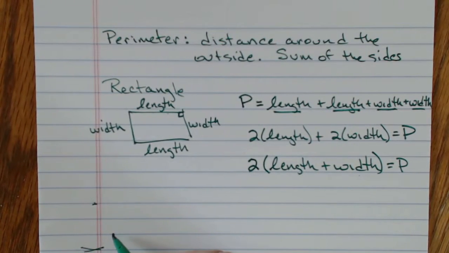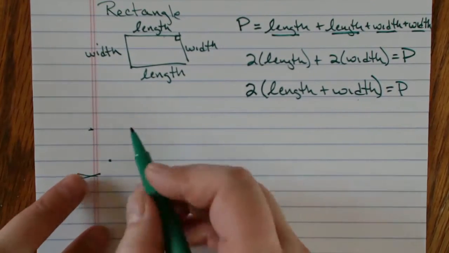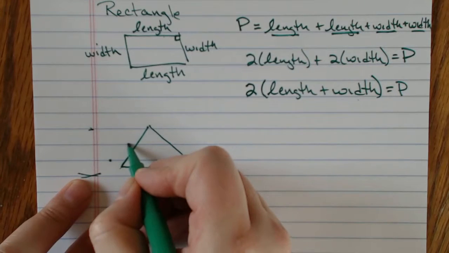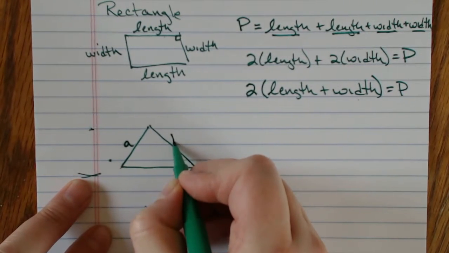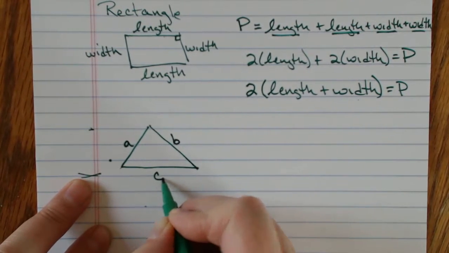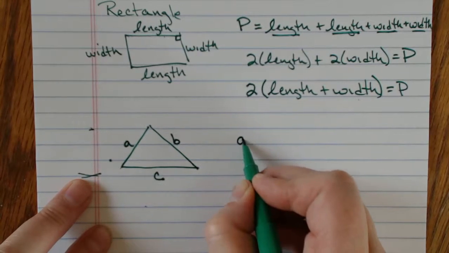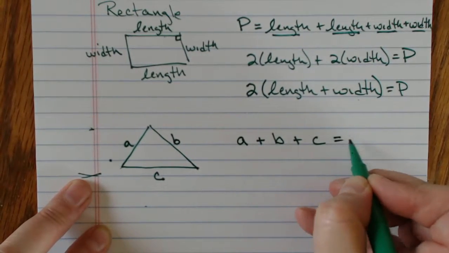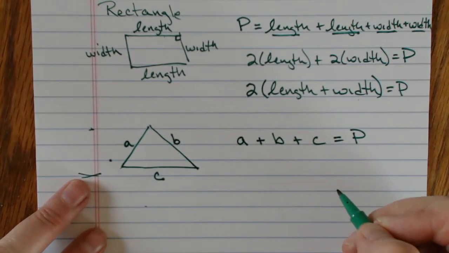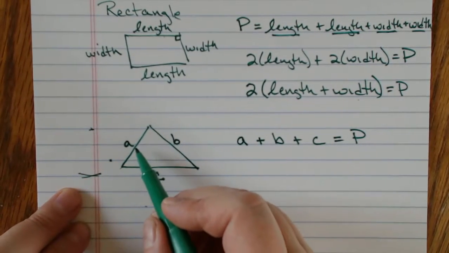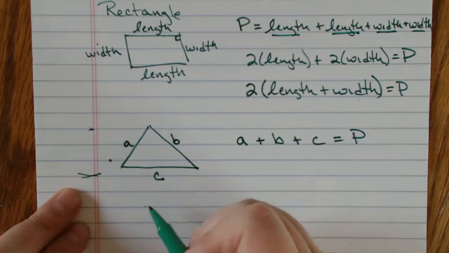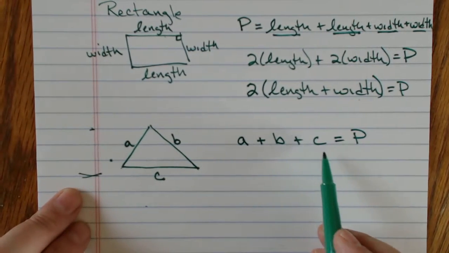If I'm looking at the perimeter of a triangle, a triangle has 3 sides. I'm just going to call them A, B, and C. So for a triangle, if I add the 3 sides, that is the perimeter. Some triangles might have 2 sides the same or all 3 sides the same, but the general formula is to add the 3 sides.